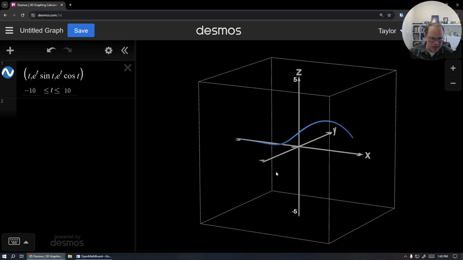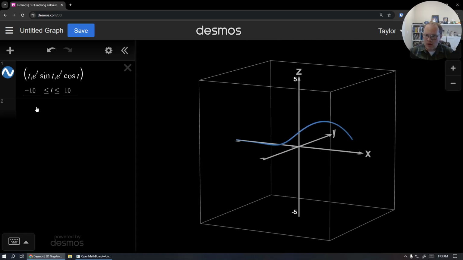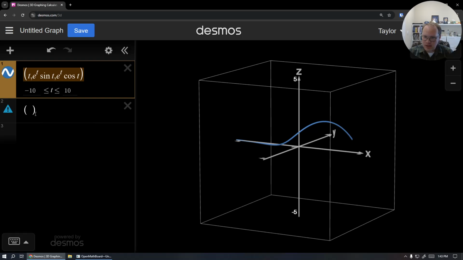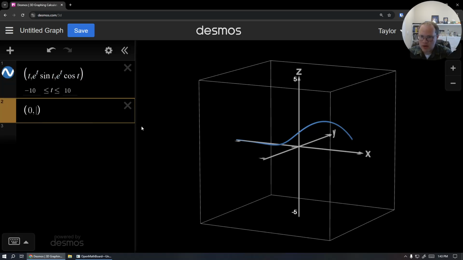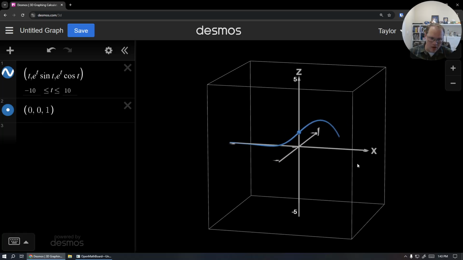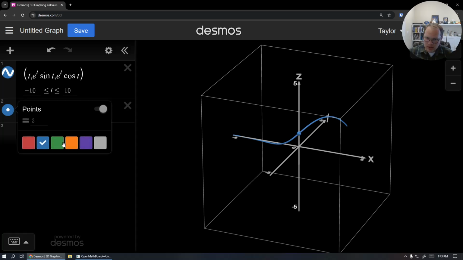Let me lose the xy plane. I think it makes it a little harder to see. Okay, all right, the point that we're interested in is the point when t equals 0. So if I plug in 0 into this vector valued function, I get 0, 0, 1. Okay, so it's that point that happens to be right on the z-axis. Okay, make it just a little bigger so it's a little easier to see. That'll do.